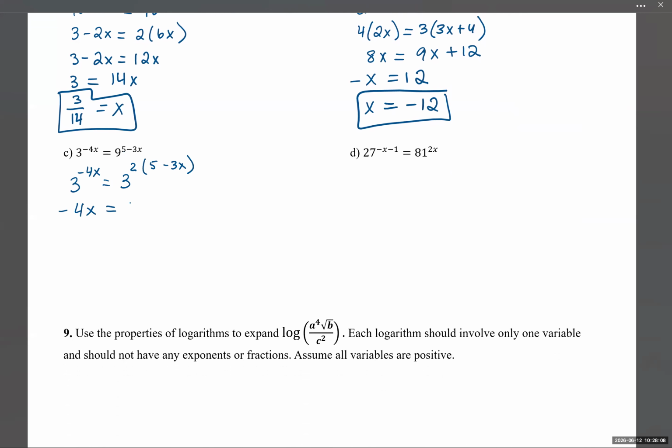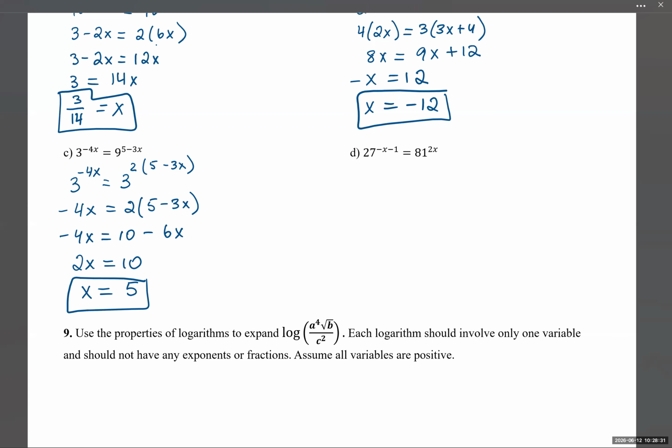Negative 4x equals 2 times 5 minus 3x. So negative 4x equals 10 minus 6x. Put all the x's on one side, so add 6x to both sides. This is 2x equals 10. Divide by 2. X equals 5.